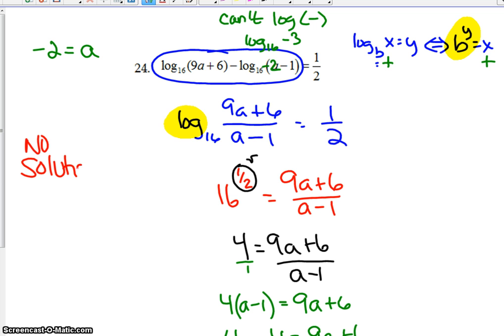And eventually, when we start changing things into common logs and are able to use the calculator, we'll show you ways to quickly check your work. Okay, so be careful with that.